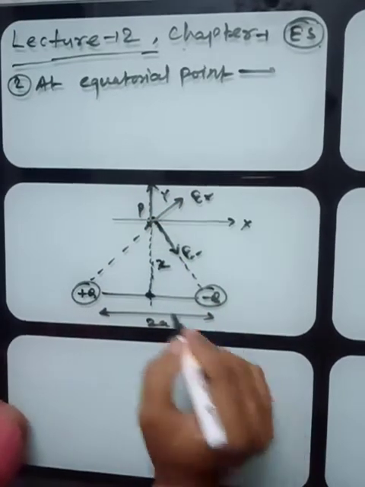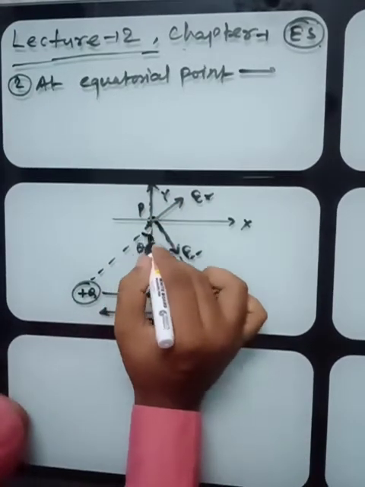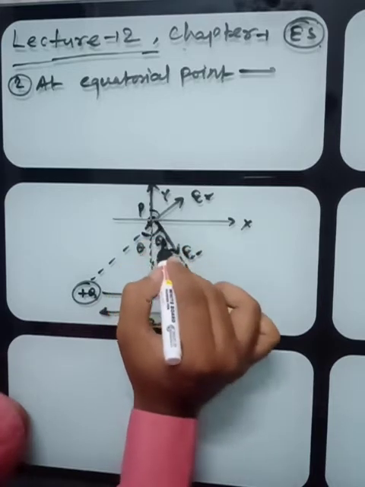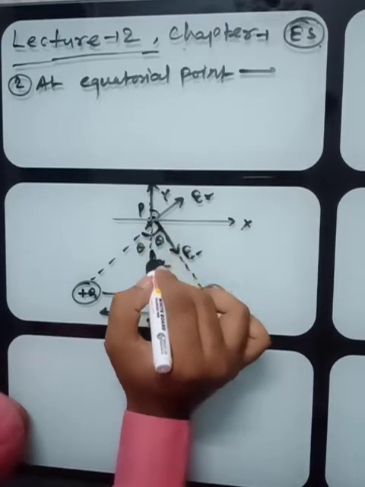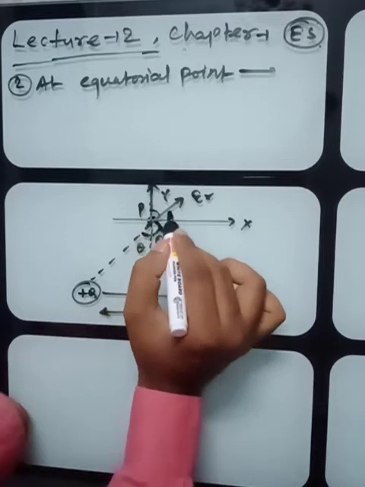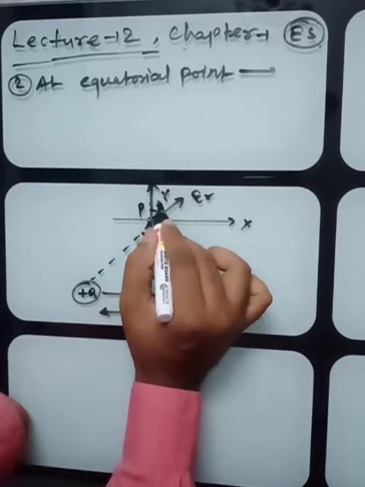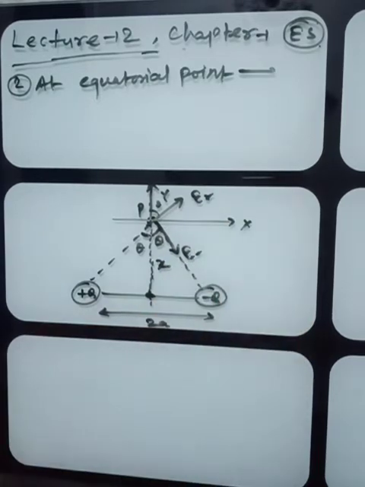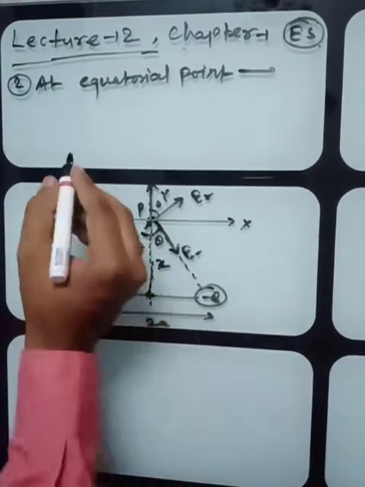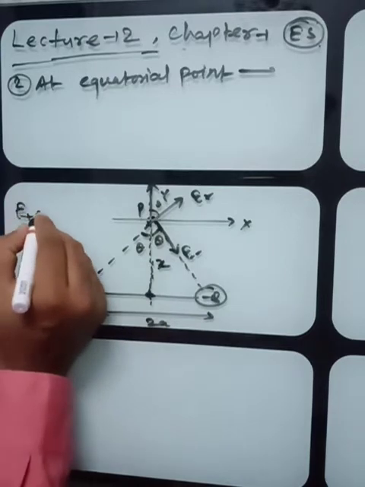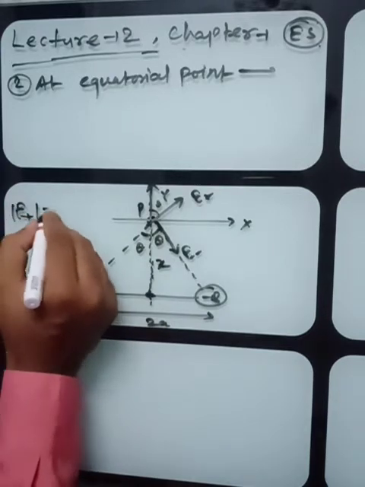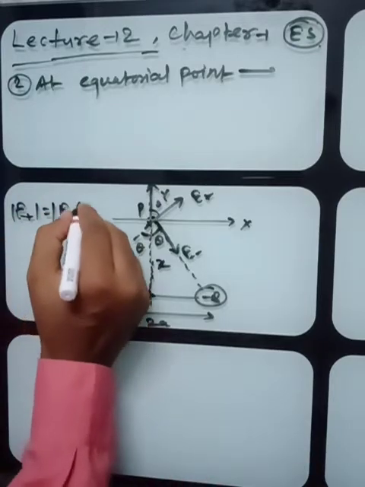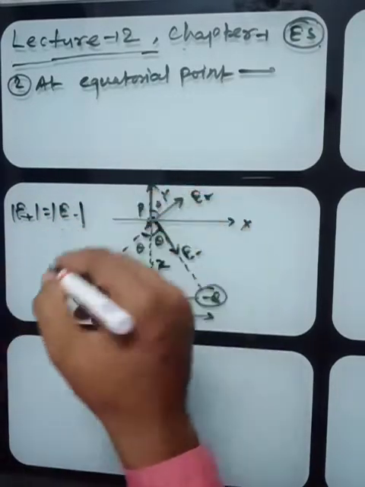Okay student, suppose this is the angle theta. Of course this will also be theta. If this is theta, then this will be theta, and for this angle we can write theta. Now E plus and E minus have the same magnitude.